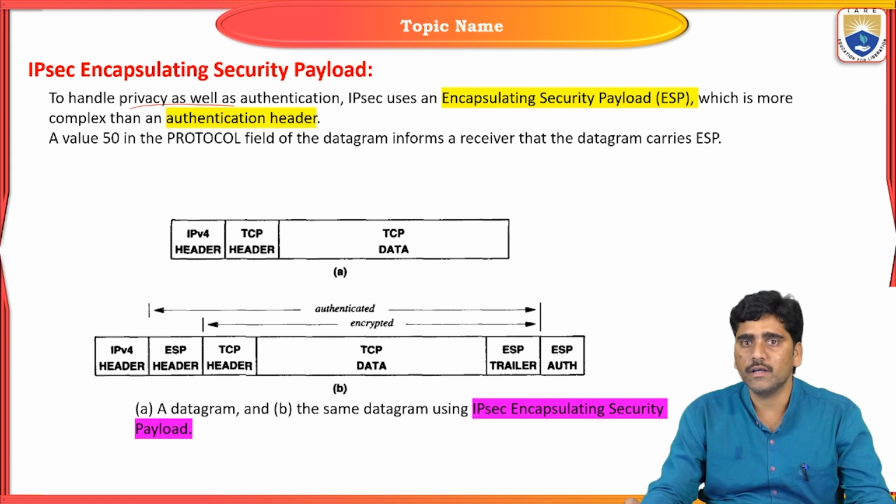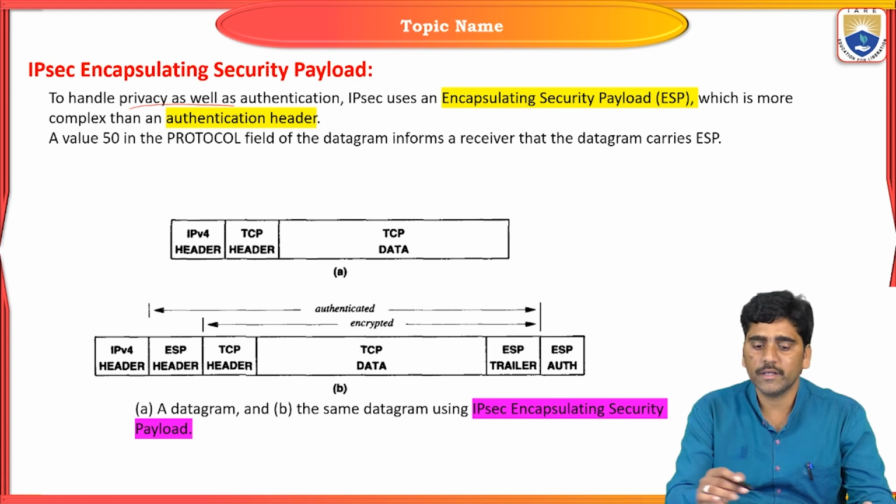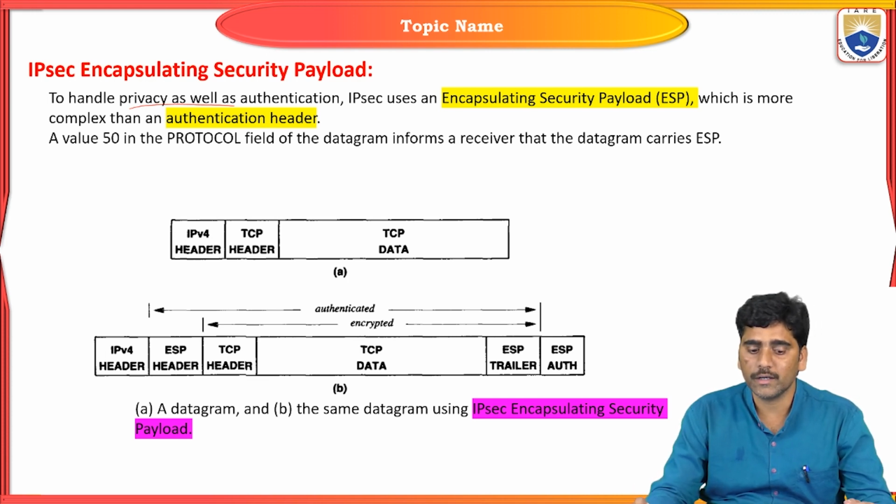IP security works at the network layer, and it is a security service added in the network layer. In IP security, we have the Encapsulating Security Payload, the Authentication Header, and the Internet Key Exchange, which are used for authentication as well as confidentiality. Here the Encapsulating Security Payload attempts authentication.